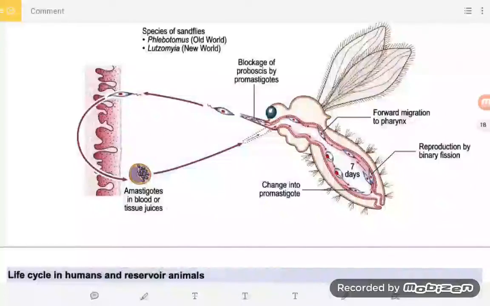The sandfly species we can divide, as we already discussed, into two genera: Phlebotomus and Lutzomyia. The Old World species are transmitted by Phlebotomus, especially Leishmania donovani and Leishmania tropica. Lutzomyia transmits Leishmania brasiliensis.